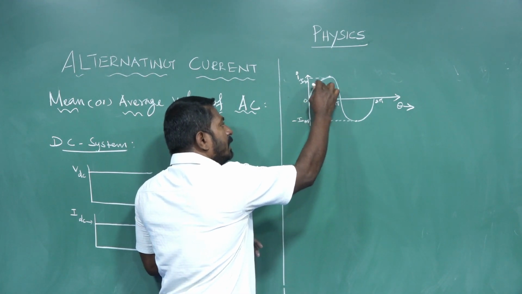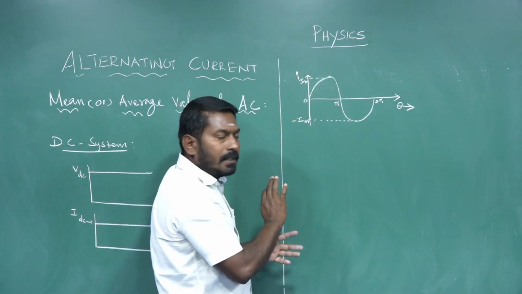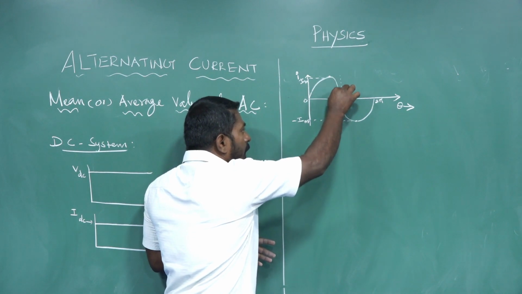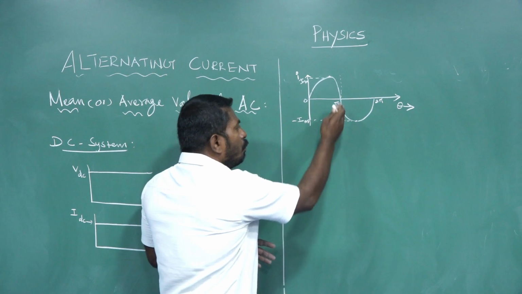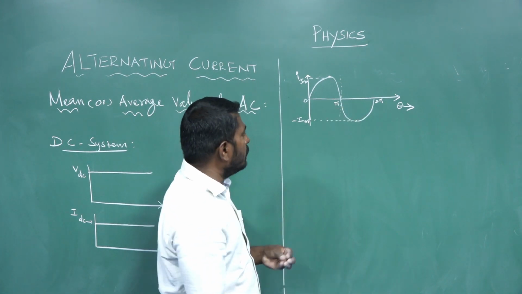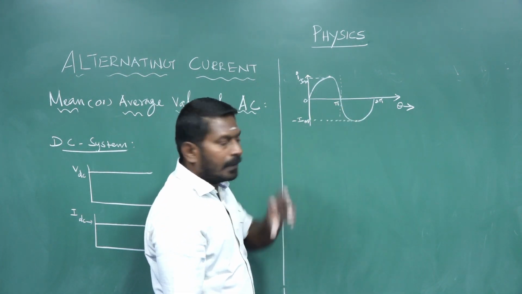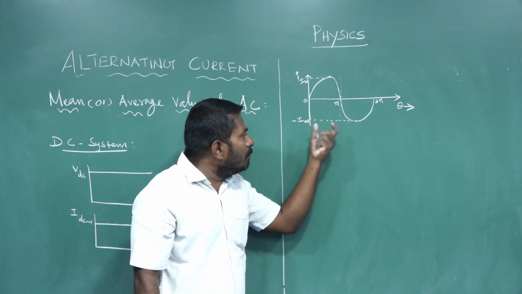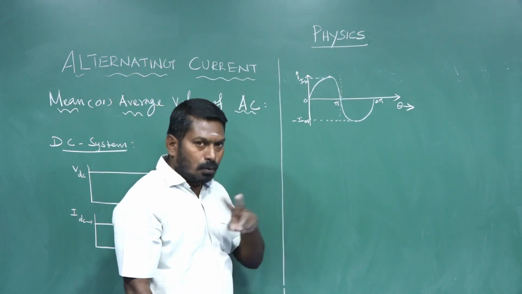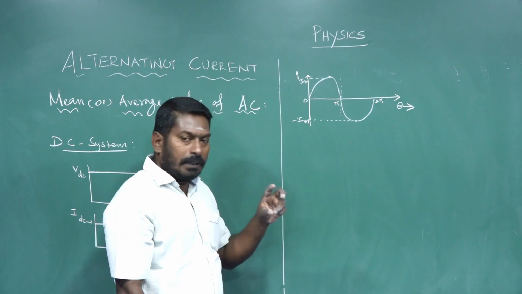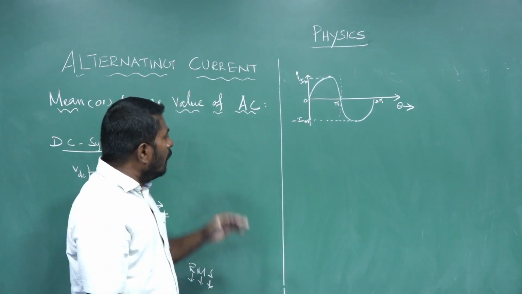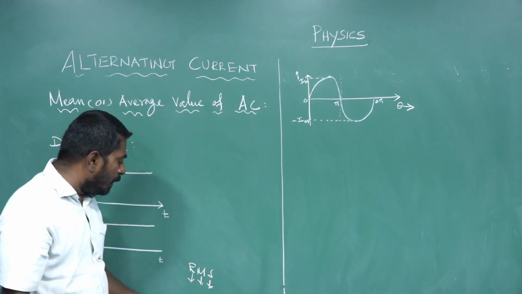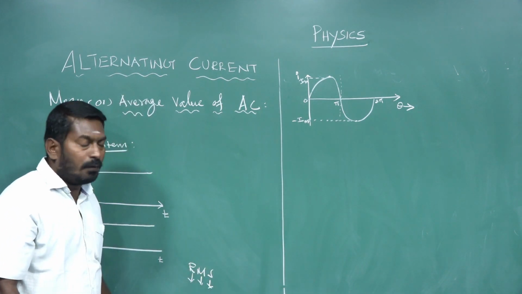At each and every instant, the magnitude of alternating current changes. At the end of the half cycle of alternating current, the polarity of the alternating current also changes. Then the current is called alternating current. How can we measure the alternating current? There are two ways. Just remember, one is the mean or average value of alternating current, and the other is the RMS value, the root mean square value of alternating current.